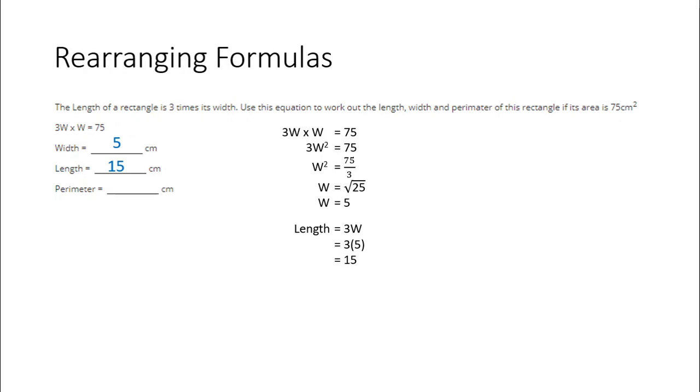And finally, the perimeter. This is a rectangle. Maybe it helps if you draw a diagram. A rectangle has 2 lengths and 2 widths. So its perimeter is 2 lengths plus 2 widths, adding up all of the outer sides. The lengths are 15, the widths are 5, so this is 2 times 15 plus 2 times 5. That's 30 plus 10, which is 40 centimeters.